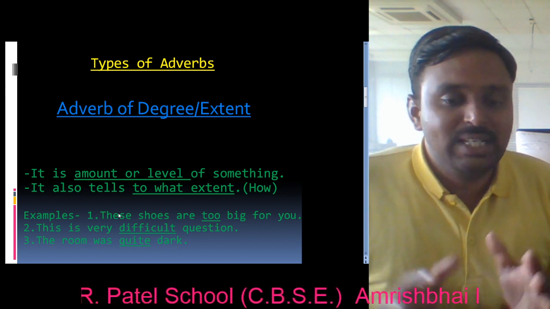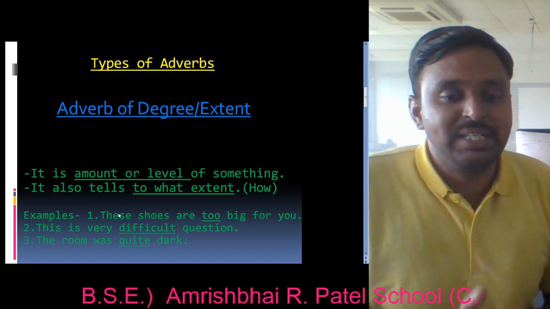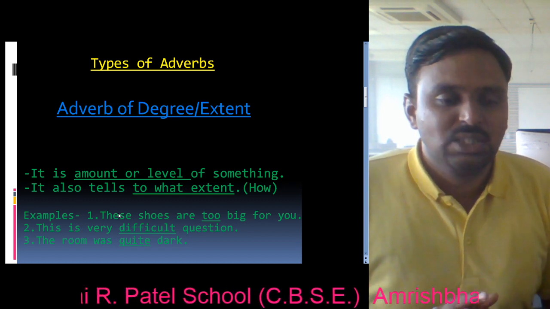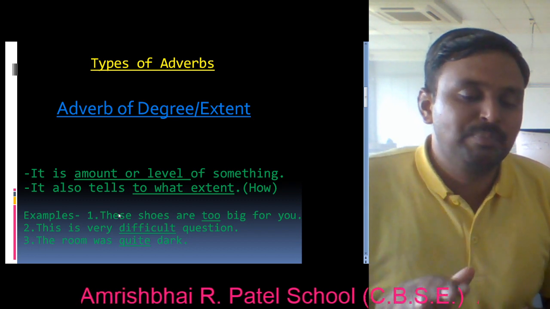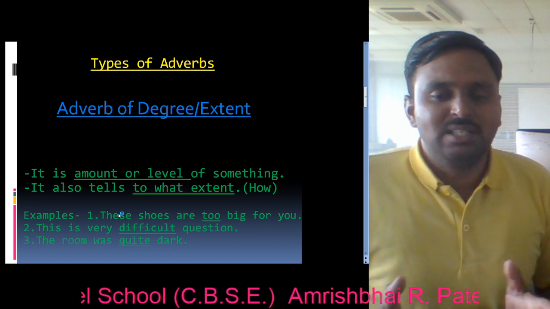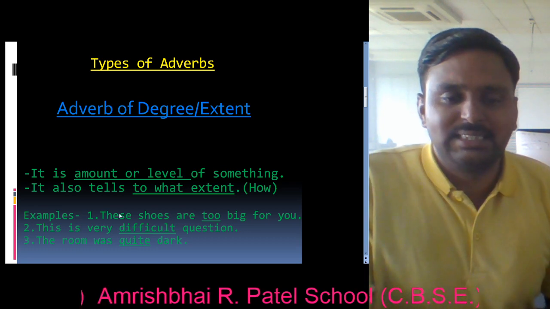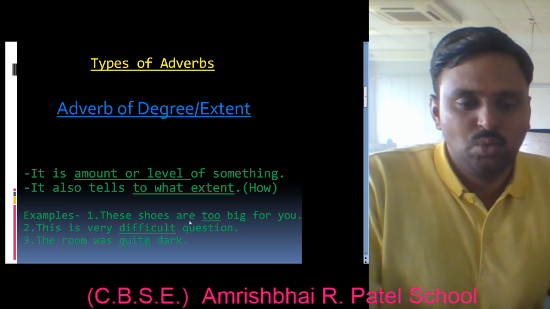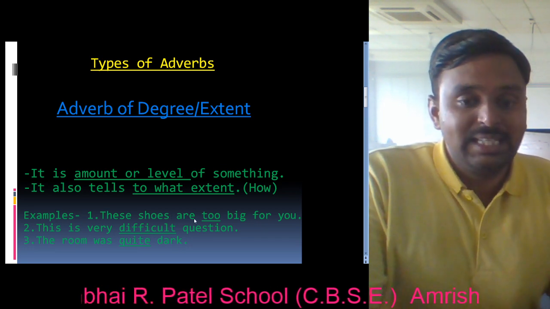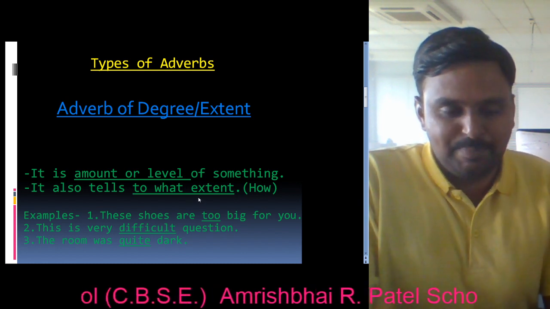The room was quite dark. In this example, quite is an adverb of degree. It tells you how dark the room is. So, the room is actually completely or quite dark. It is not less or just more dark, but completely dark. So in these examples, the words too, very, quite, these are all examples of adverbs of degree, and they tell you to what extent the particular action has happened.